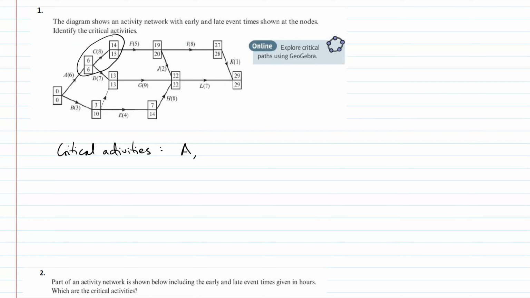C, however: at the end of C, we've got 14, 15. So C can start at 14, but the 15 also means that if it finishes there, it still won't delay the project. So C is not critical. We're looking for things like this, where D is critical, because this is 7, this is 7, and the duration is 7. This makes it a critical activity. B is not, because of the 3 and the 10, so there's no need to worry about that one. The whole point of this 10 is that B can finish at 10, so you could start it on day 7 if you wanted to. It would finish at 10 and you could still complete the rest of the project in time.